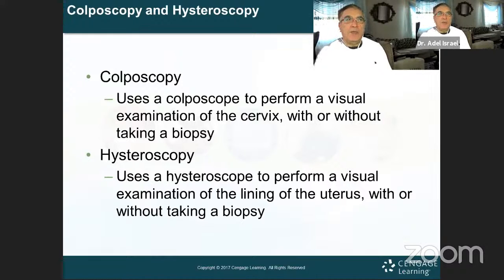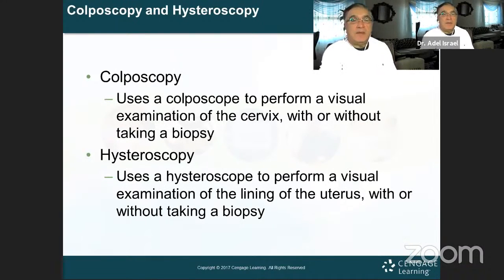Hysteroscopy, we know the word hyster means uterus. Scopy is also to visualize what is inside the uterus, maybe a tumor, maybe a fibroid, maybe the reason why this lady has dysmenorrhea and so on.